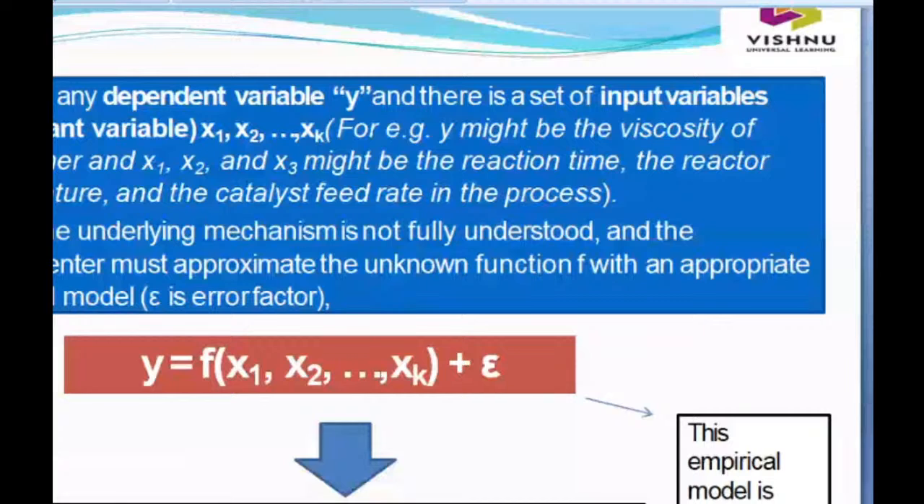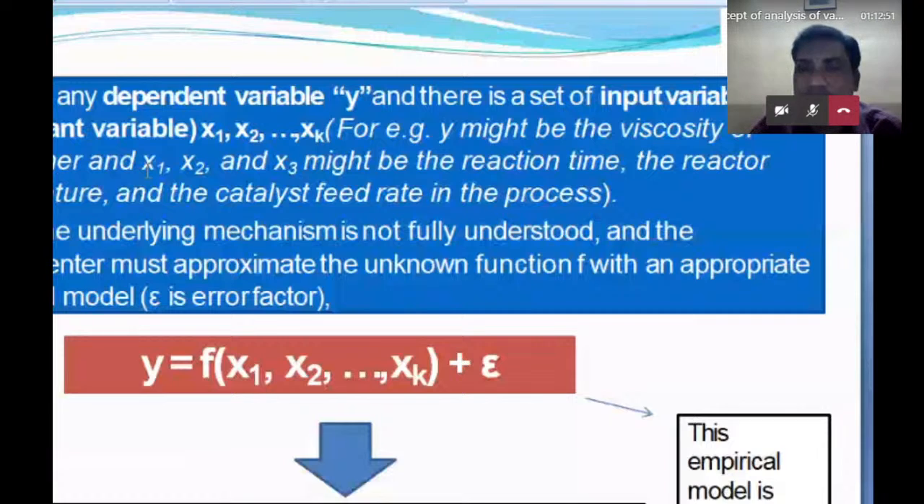Okay, thank you. So now if you want to model a process, then as we discussed, consider the dependent variable y. So y is the dependent variable. And now I want to give some input variables, the independent variables. So here the input variables are the independent variables. Now y is the dependent variable. For example, y might be the viscosity of a polymer.